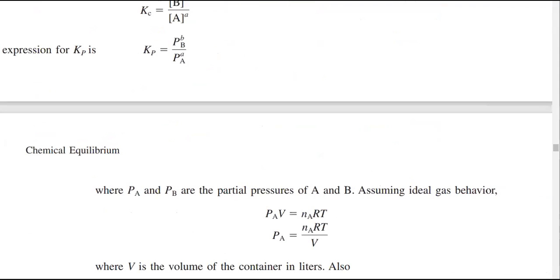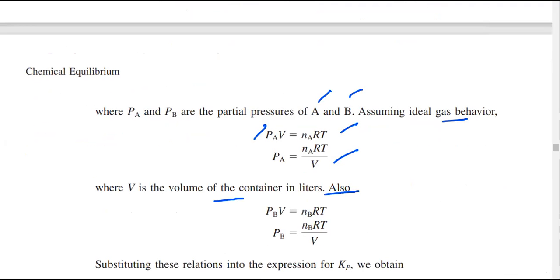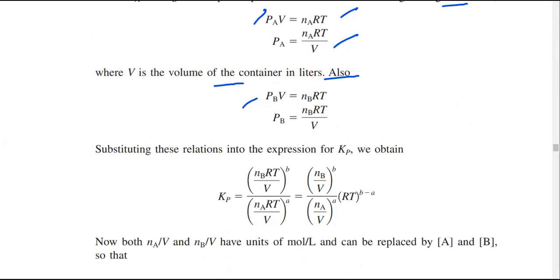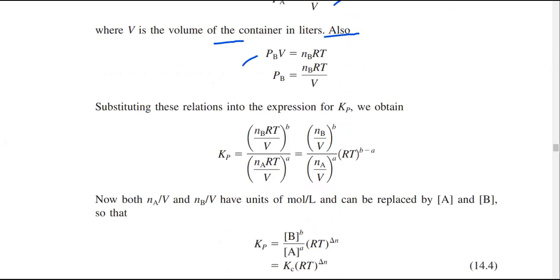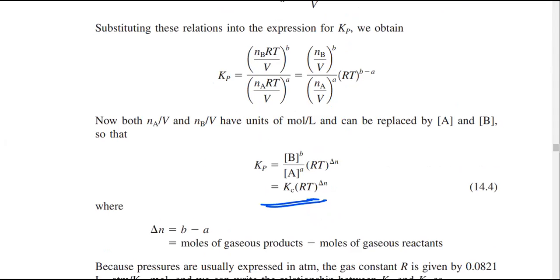Here Pa and Pb are the partial pressures of A and B. Assuming ideal gas behavior, PaV is equal to nART, so Pa is equal to nART by V, where V is the volume of the container in liters. We can apply the same thing for the second one, the product B, which can be written as Pb is equal to nBRT by V. So the Pb and Pa values are substituted in the Kp expression. I will get (nB by V) to the power b divided by (nA by V) to the power a, and RT to the power b minus a will come out as a common factor.